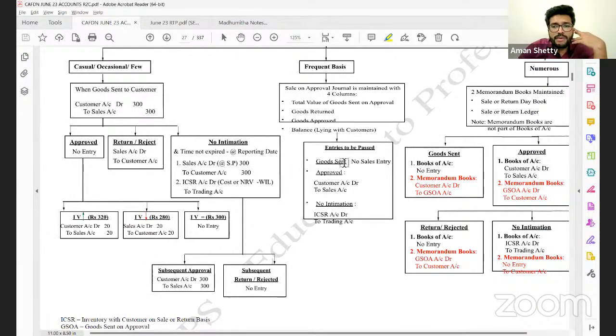Next, the entry is to be passed. When goods is sent, obviously no sales entry required. Yes, because it's not a sale, right? Only on casual or few basis, when the goods are sent, you record. In no other method, you will be recording the sale. When it is approved, you will record it by passing the entry customer account debit to sales account. And when no intimation is received, you will pass ICSR account debit to trading account to recognize the stock lying with the customer. Is this clear? Yes. Sale return entry is not required.